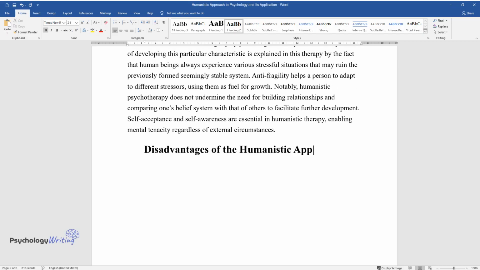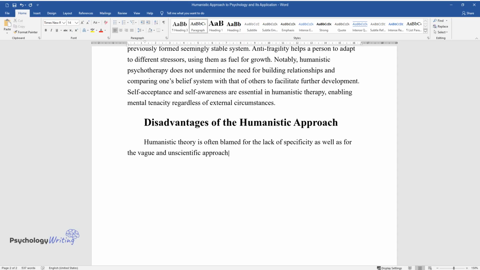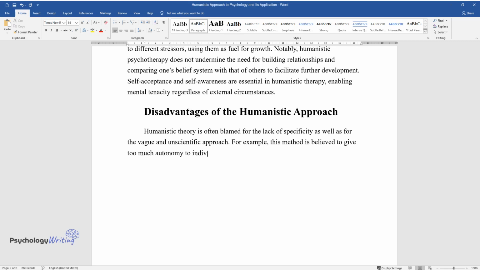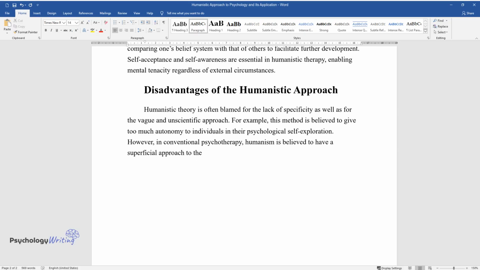Disadvantages of the humanistic approach. Humanistic theory is often blamed for the lack of specificity as well as for the vague and unscientific approach. For example, this method is believed to give too much autonomy to individuals in their psychological self-exploration. However, in conventional psychotherapy, humanism is believed to have a superficial approach to the subjective feelings and perceptions of clients.